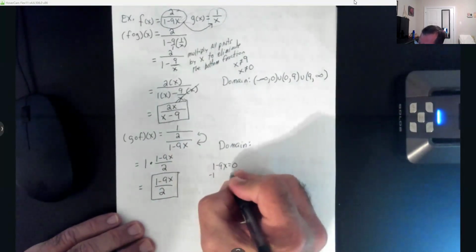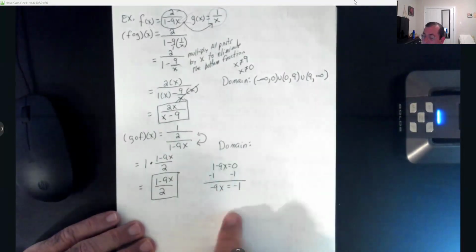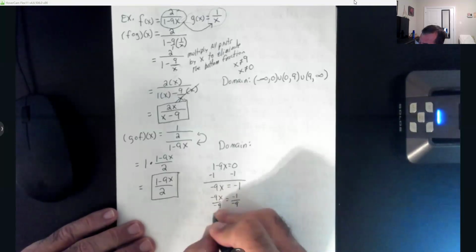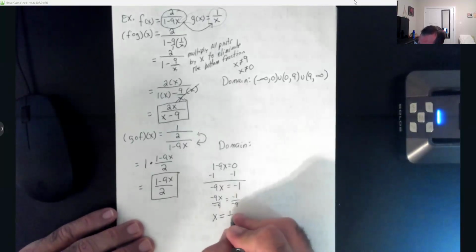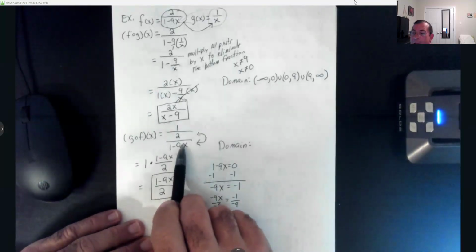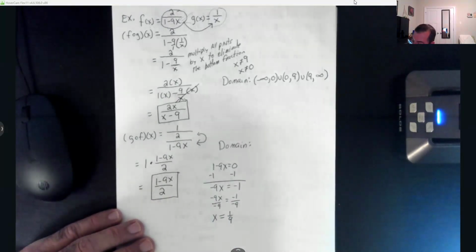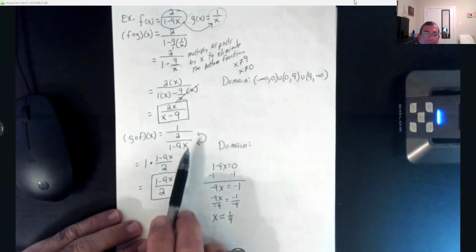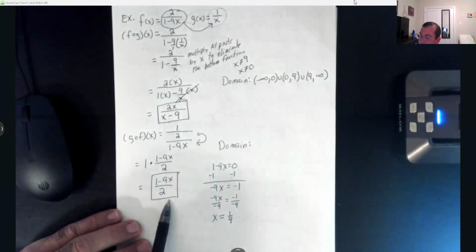So what would we do? Subtract 1. I get negative 9x equals negative 1. And then divide by your negative 9. So that gives me a positive 1x. That's going to give me a positive 1/9. So if you put a 1/9 here, the 9's cancel. 1 minus 1 would make that 0. So we got to kick out the 1/9. And y'all, that looks like the only thing here, right? That's the only place I even got a variable in the denominator is on that one section. Like I said, the final answer only has a 2 on the bottom.